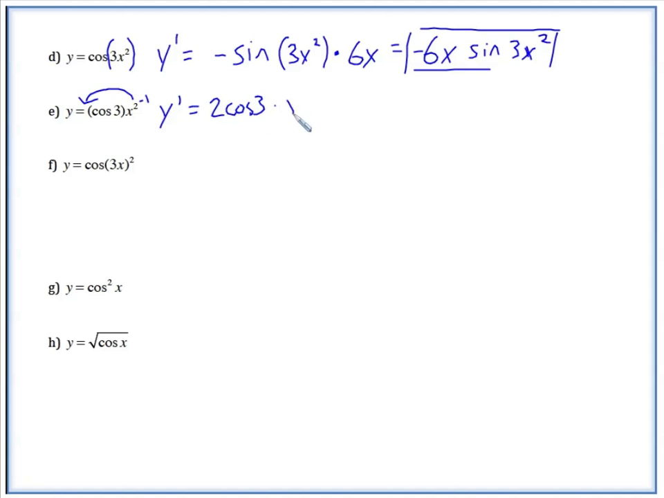times x to the first. And then we're going to rewrite this here as being 2x cosine of 3.